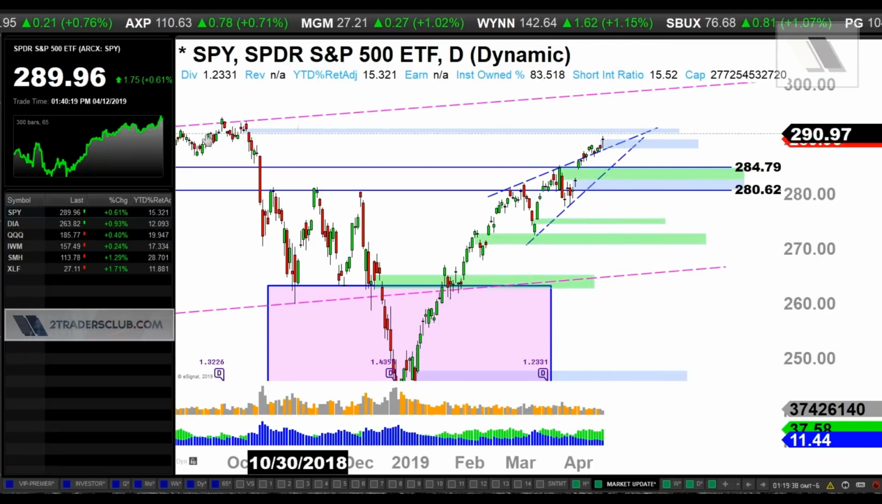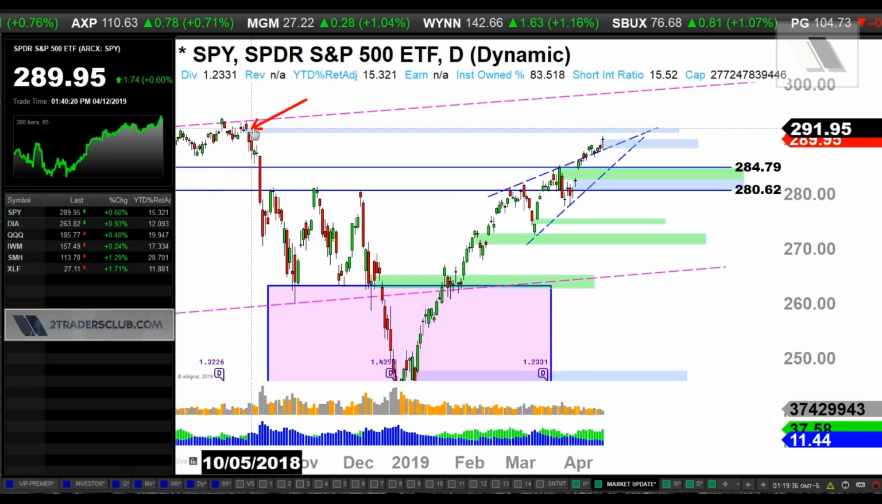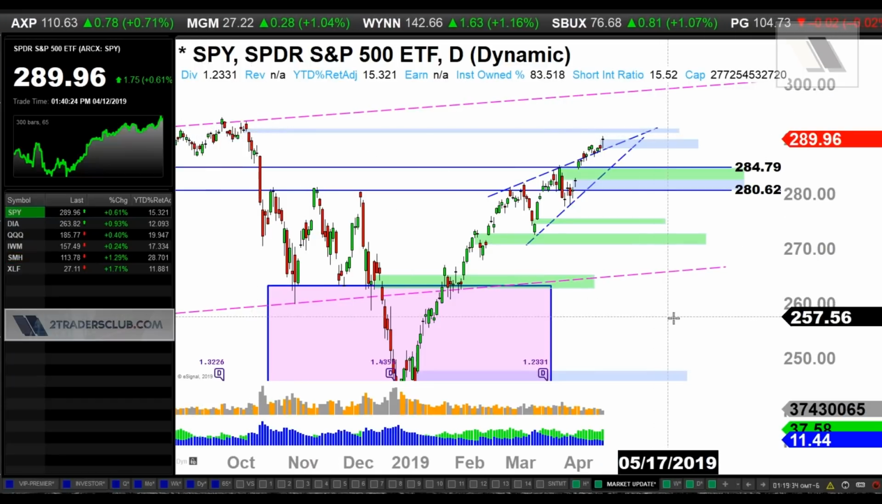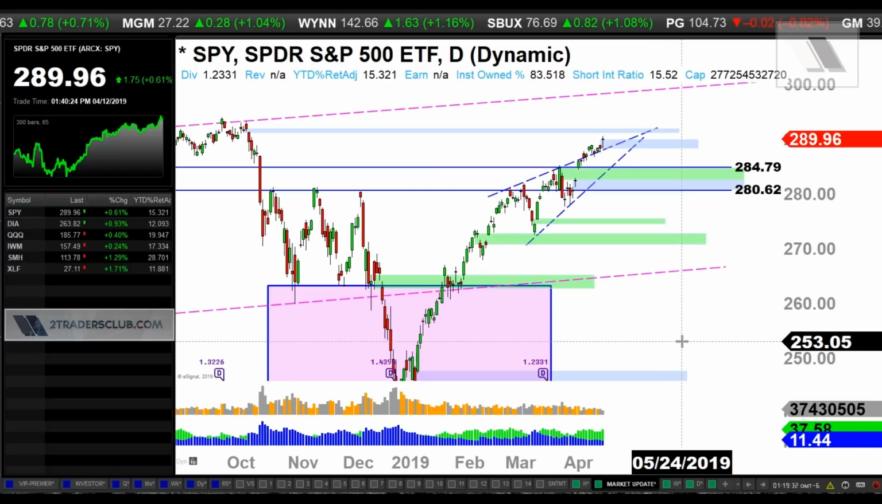If we continue higher, we're probably going to fill that gap at 291. Once that gap gets filled, we're probably going to hang around and pause. This price action is really irritating the bears, because we're not moving fast, we've just been grinding and very lethargic.